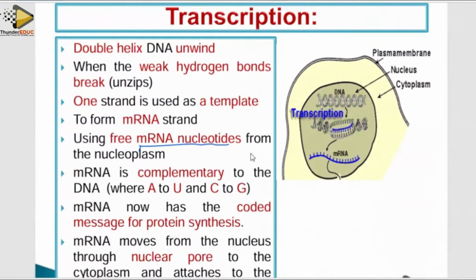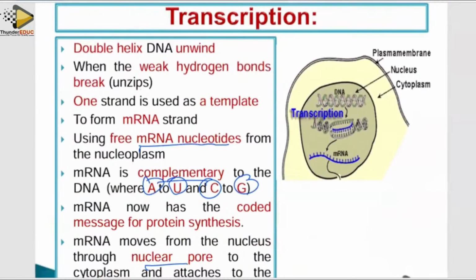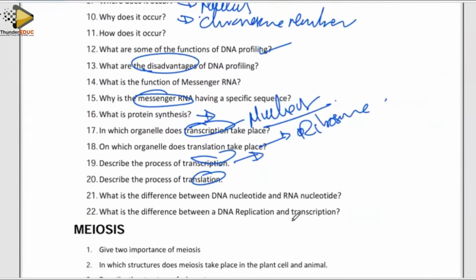A complementary strand is formed whereby adenine pairs with uracil and cytosine with guanine. Now messenger RNA has a coded message for protein synthesis, which moves out of the nucleus through the nuclear pore to the ribosome. You see, that is transcription. So you have to know the process of transcription.